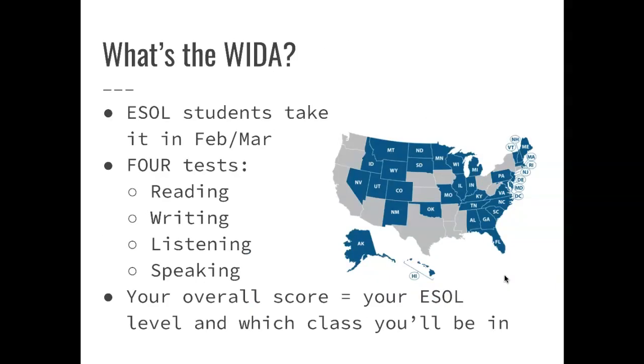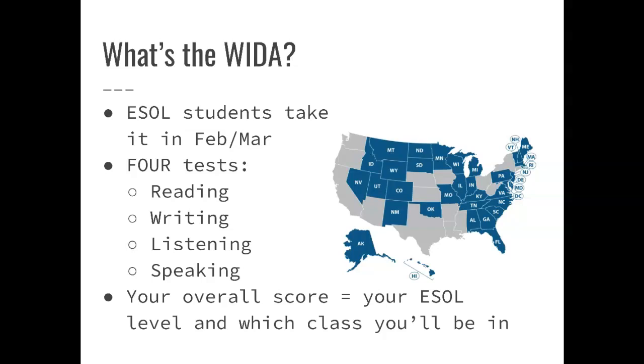What is the WIDA? So the WIDA is a test that all ESOL students take in February or March. Not all ESOL students, but if you look at the map, you can see that all of the ESOL students in all of those states take the WIDA test. The WIDA test has 4 parts. Basically what I just said before: reading, writing, listening, and speaking. There's not a vocabulary test because the people who create the WIDA want you to use vocabulary in all of those areas.